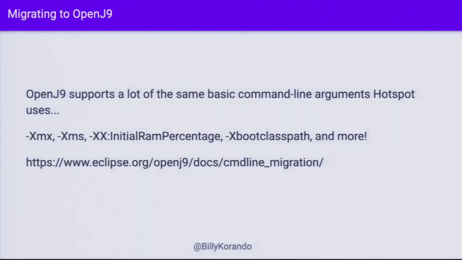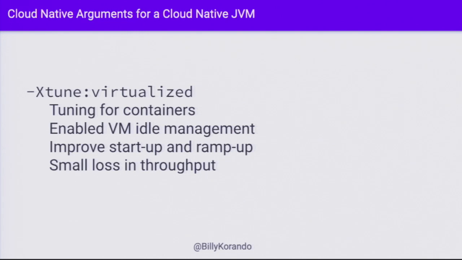Also with migrating to OpenJ9, if DevOps people have a lot of experience with command line arguments for Hotspot, OpenJ9 does support a lot of them. Things like max memory or max heap space, minimal initial memory, and so on. All those are supported by OpenJ9 and do the same thing. You can see all that support of the command line migration at this link. But there's also a bunch of additional arguments as well.